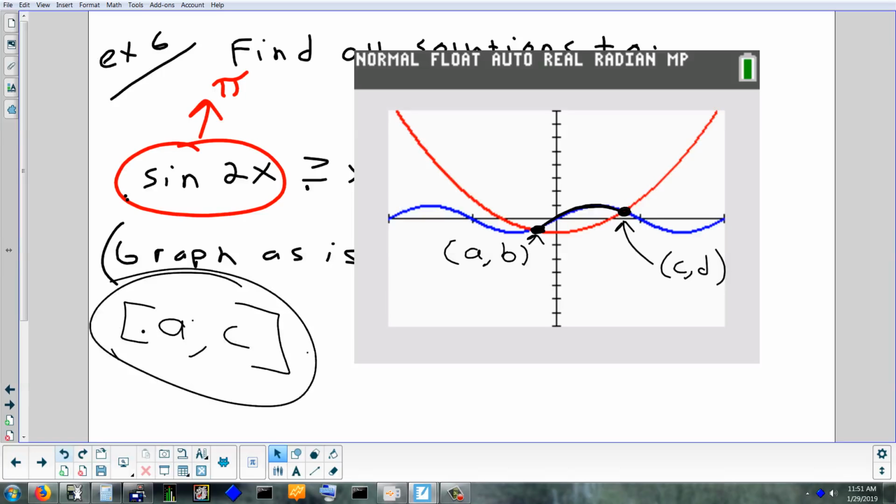Okay. Make sure you use brackets though. Don't put plus 2 pi n on that. Doesn't need it because the parabola never repeats itself. It just keeps going up.